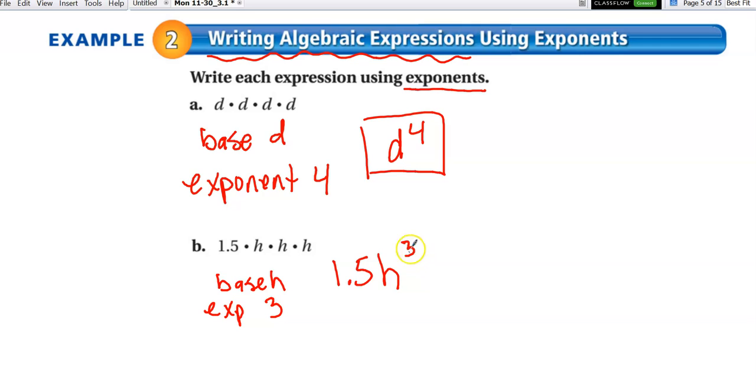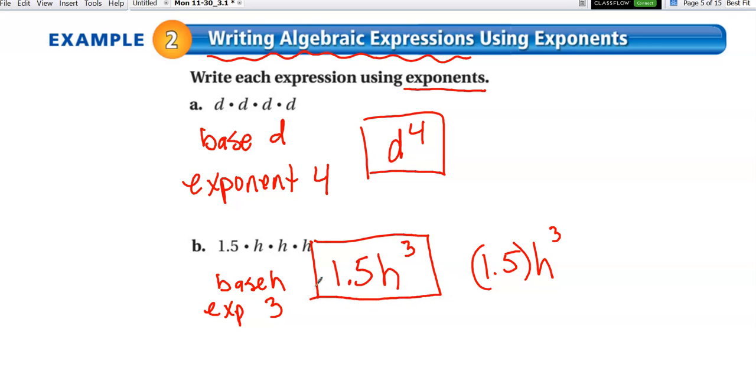Now notice that this exponent 3 is not next to the 1.5. So this doesn't mean 1.5 to the 3rd power. The exponent only has power over the letter that it is right next to. And I won't say that this is wrong, but this is not the best way to write it. You could write 1.5 in parentheses because parentheses next to a variable also means multiply. But this is the preferred way to rewrite that expression using exponents. Notice I don't have a final answer because I'm not telling you what h equals. I'm just getting you to write expressions using shorthand.